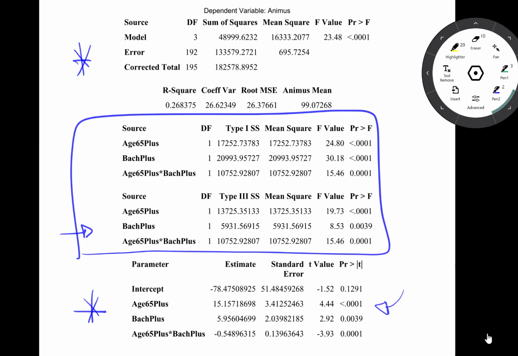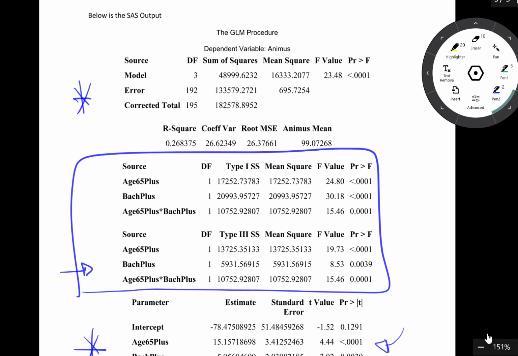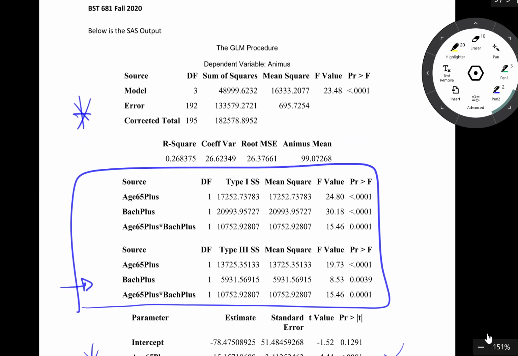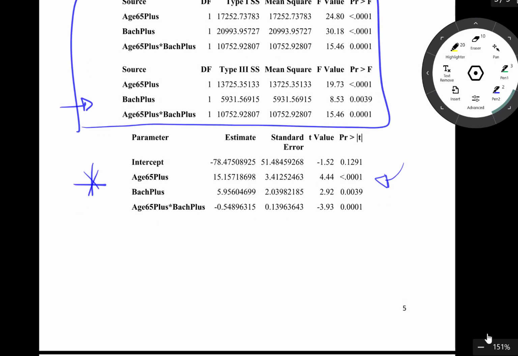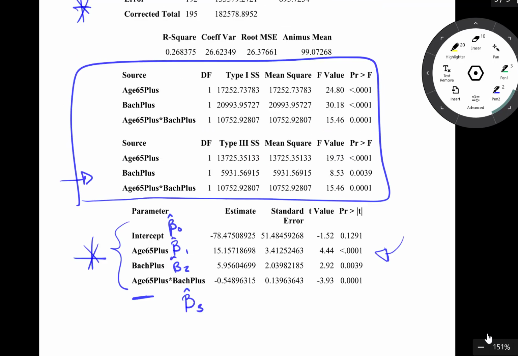But I did want to mention it in case you were wondering why this output looks slightly different than what you have seen before. All right, so looking at the piece of the output we're most concerned with, if we look at our parameter estimates, this is very similar to what you have seen before. We have our intercept, so there's going to be our beta hat naught, beta hat 1, beta hat 2, and beta hat 3, so we do have the interaction.